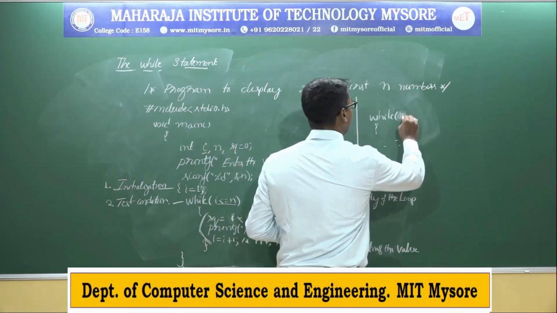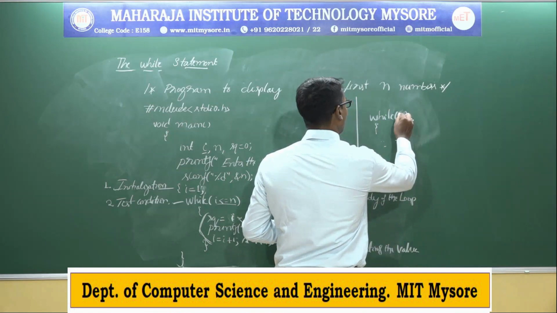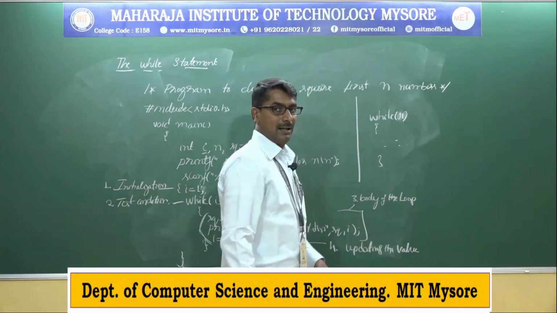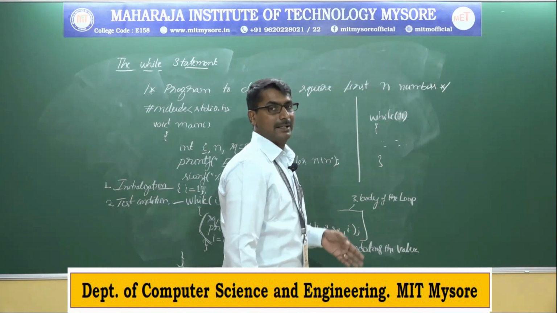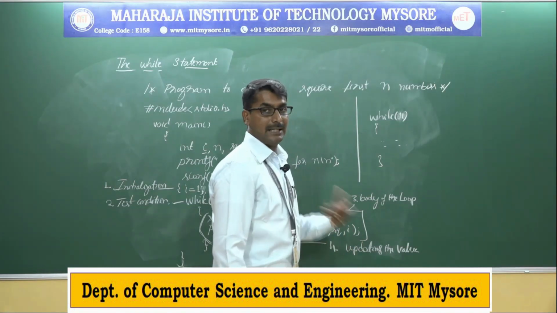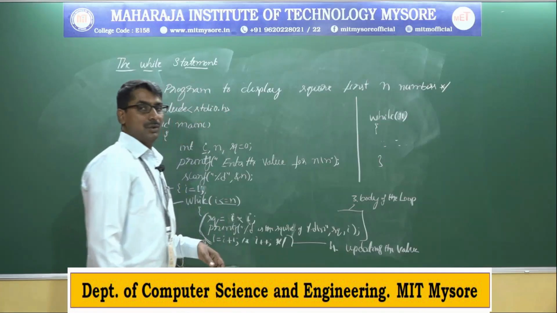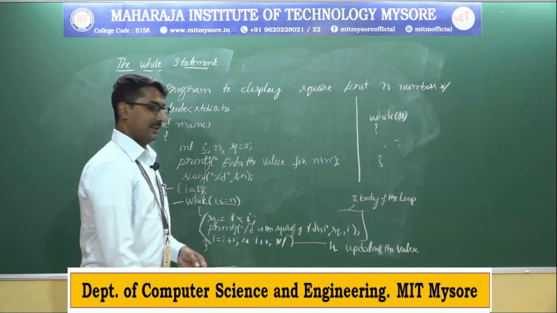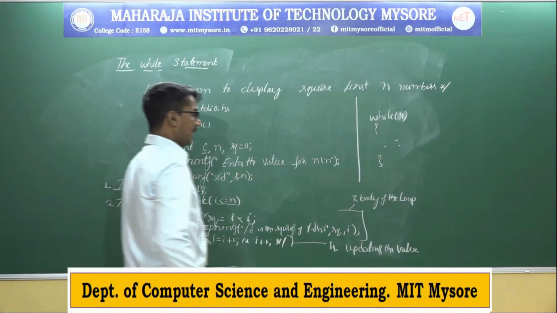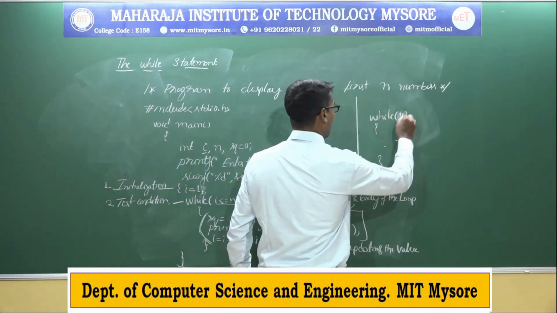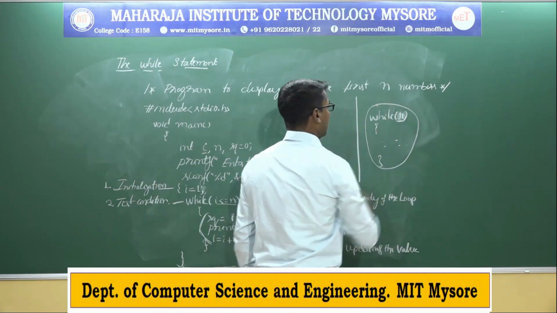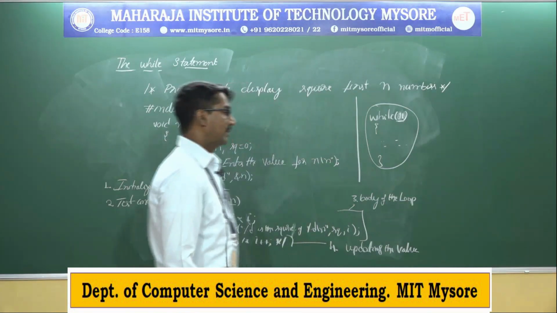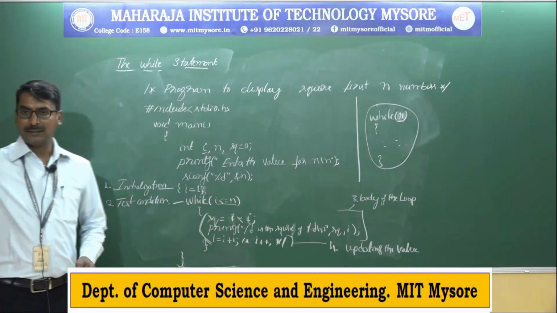Even if you write while 11, this is also a valid statement, but it executes an infinite number of times. Any positive or negative number indicates true, and 0 indicates false. So in this case, while 11, this statement will be executed repeatedly, an infinite number of times.